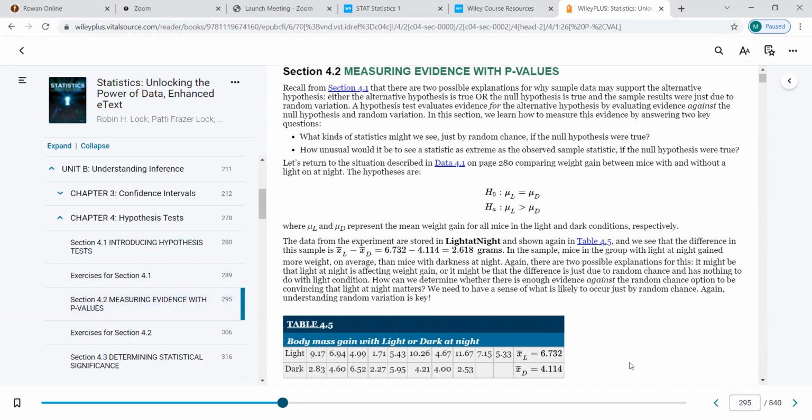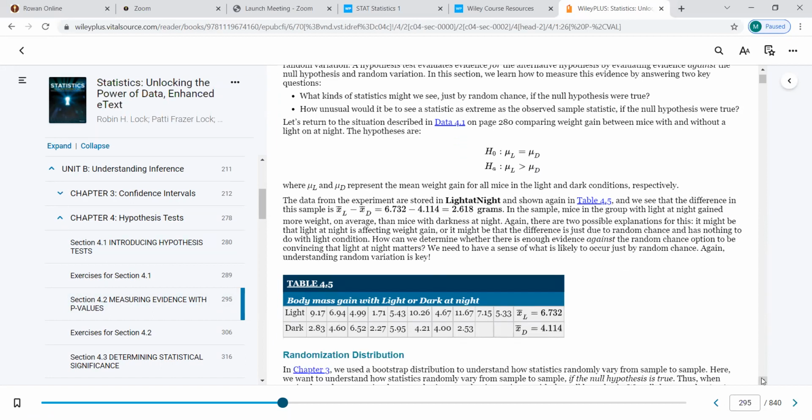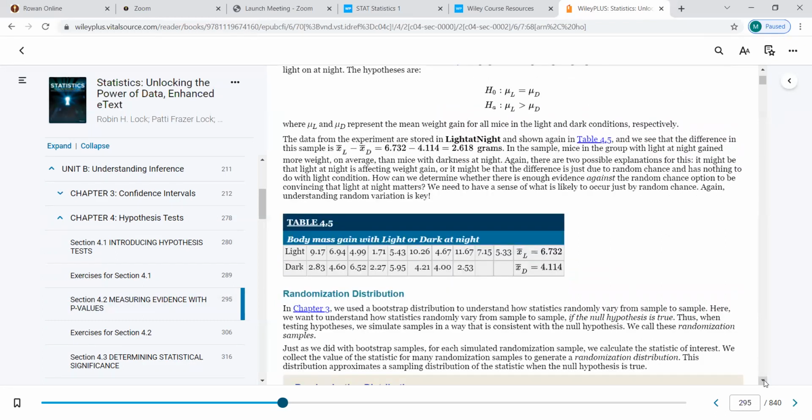It's down here. Notice that the sample mean for the light group is 6.732, and the sample mean for the dark group is 4.114. And we're interested in really the difference between the two, right? We want to see if there is a significant difference between the light and dark group, and in particular, we want to see if the light group has a bigger increase in body mass than the dark group. That's the alternative hypothesis here. So we're going to subtract these two numbers and see if the difference is significantly bigger than 0.